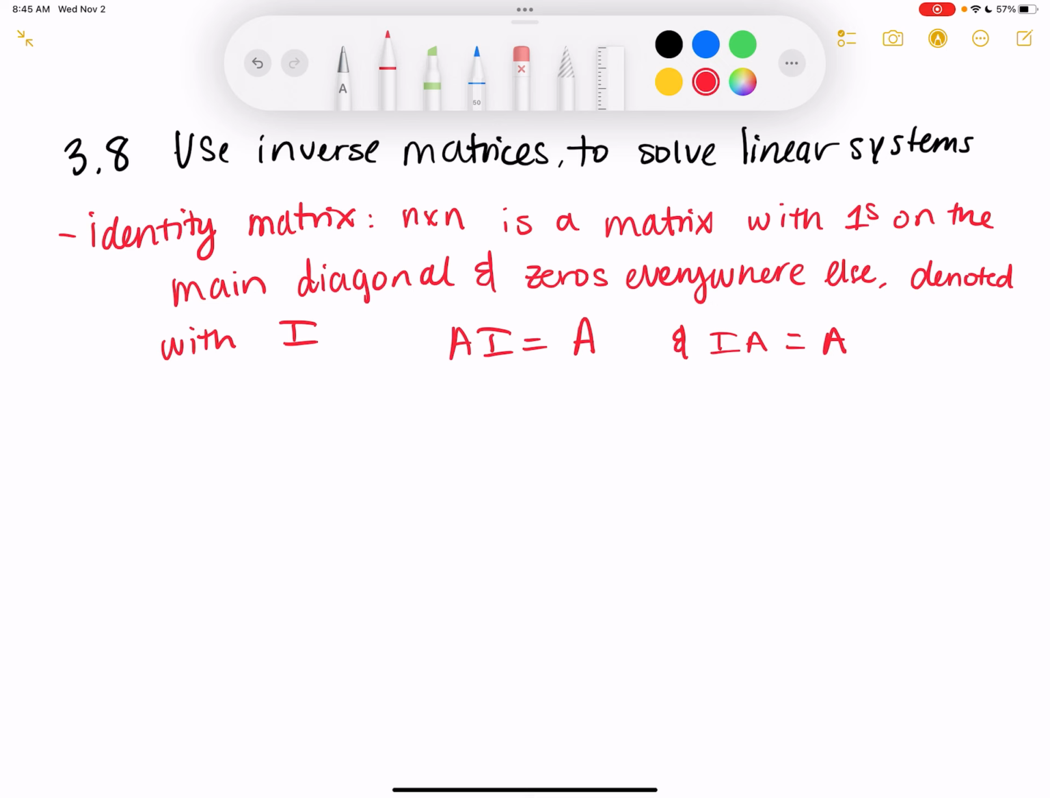And it has to be a square matrix, so it can't be like a 3 by 2. It would have to be a 2 by 2, 3 by 3, 4 by 4, something like that. So the identity matrix for a 2 by 2 would be 1, 0, 0, 1. So it's this first diagonal going down where the ones occur. If you had it for a 3 by 3, it'd be 1, 0, 0, 0, 1, 0, 0, 0, 1.